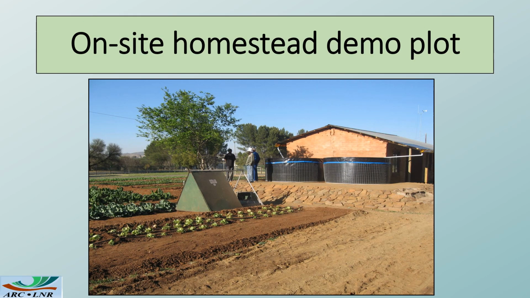This is an example of the homestead demo plot here at Glen, where we use the water from the roofs into those black dams, where you collect the water with water cans. And look again at all those different crops that we plant in the basin area.